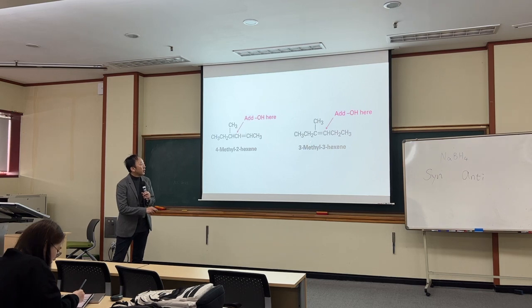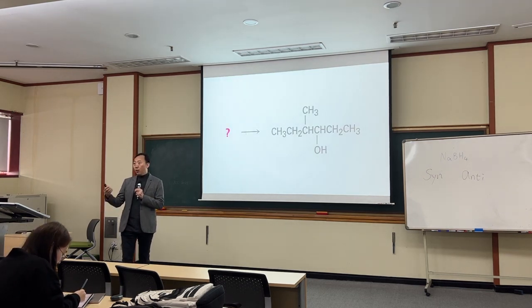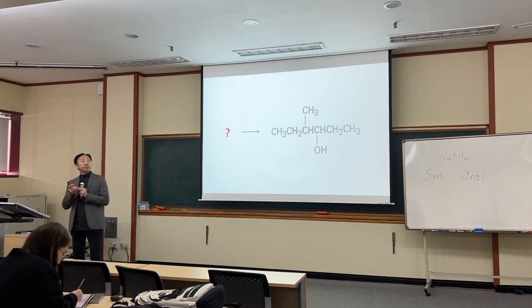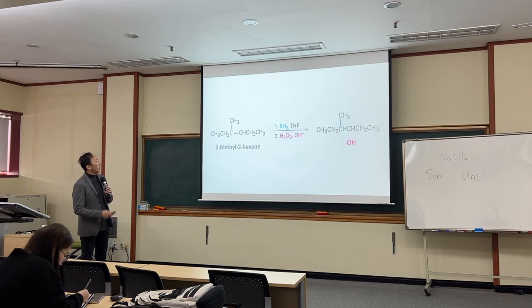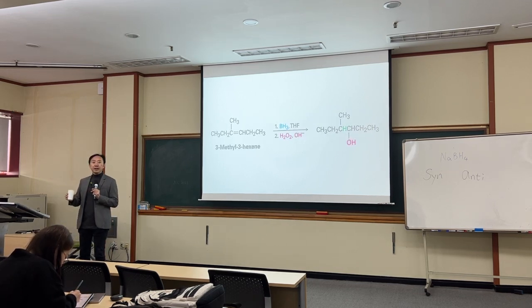If you choose this one to get this product, which method should you use? Boron method or mercury method? It should be boron method, right? This is a less substituted position, and this is the reason. So this is how you design your reaction.